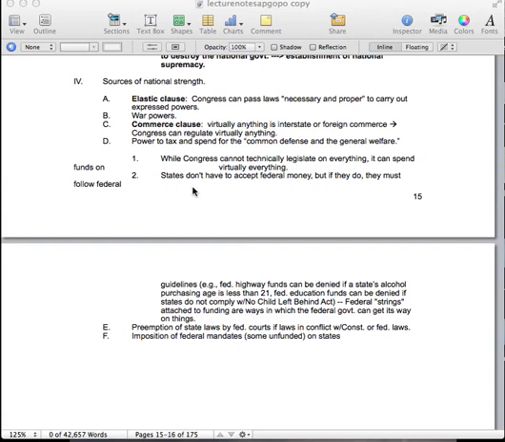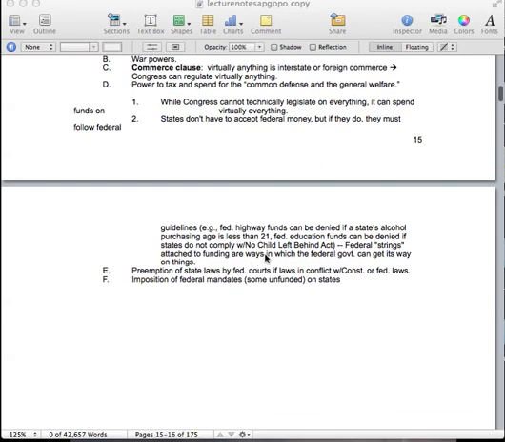And that is, the states don't have to accept federal money, but if they do, they must follow federal guidelines. The federal highway funds can be denied. We already talked about this, and that had to do with funds being denied if a state's alcohol purchasing age is less than 21. The federal education funds can be denied if states do not comply with No Child Left Behind. We talked about those two in the last notes that we had on federalism.